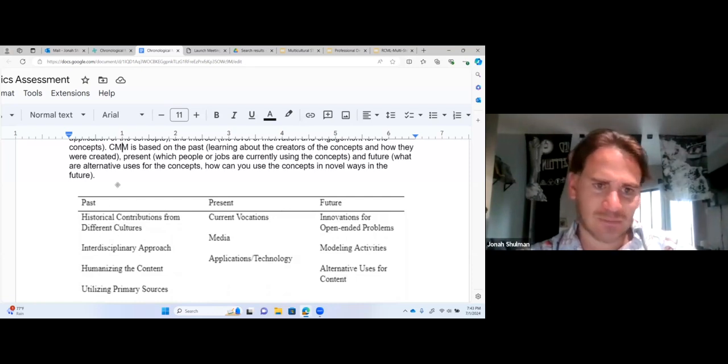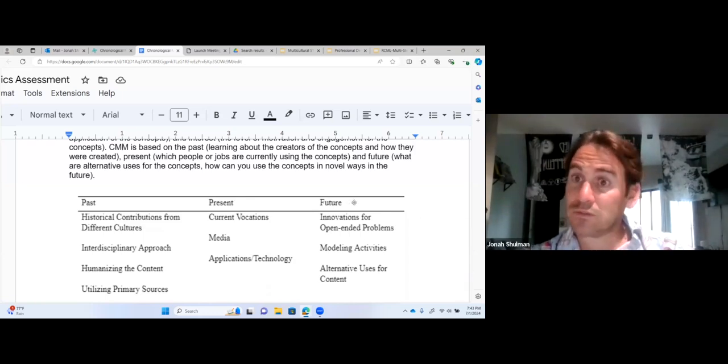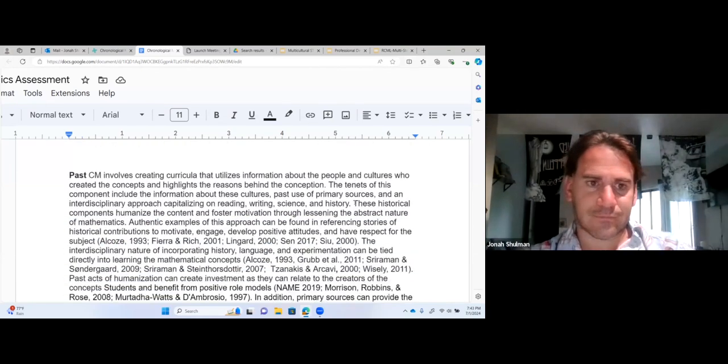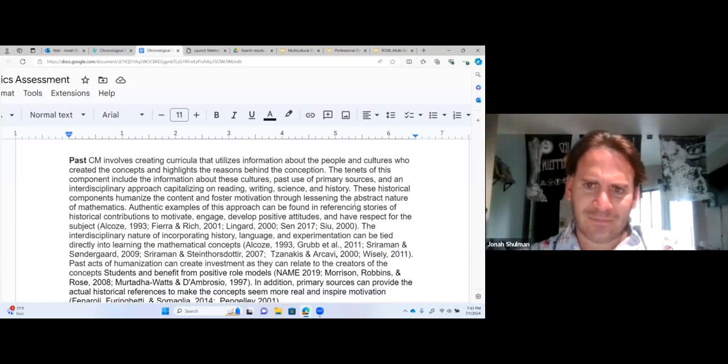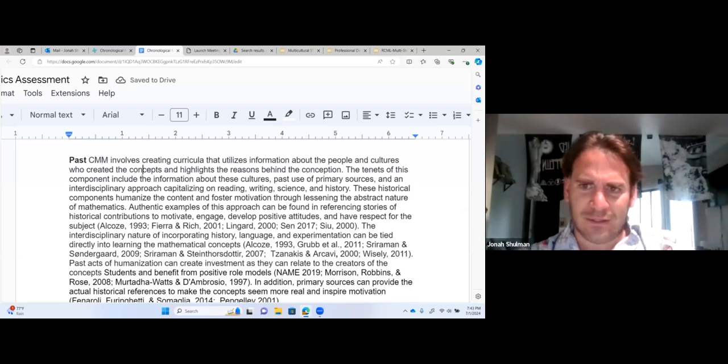So this is past, basically the historical contributions from different cultures. Present's really just current jobs that use it. And the future is like, how can we use it in different ways? How can we take something like factorization and use it in a different way for the future? So there's tons of articles, there's tons of things that show why the past is so useful, right?